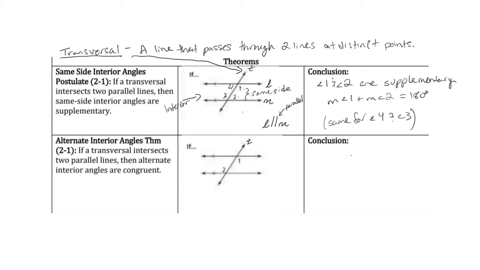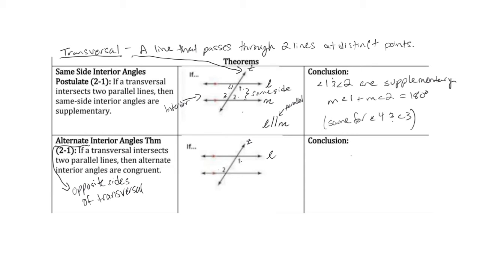Next, we have the alternate interior angles theorem. This one states if a transversal intersects two parallel lines, then alternate interior angles are congruent. So in this case we would have congruent angles. Again, we're going to look through our transversal, and when we think of the word alternate, we're going to think of opposite sides. Remember, same side means both on the right of the transversal or both on the left, and alternate means one's on the right and one's on the left. They alternate sides of the transversal.